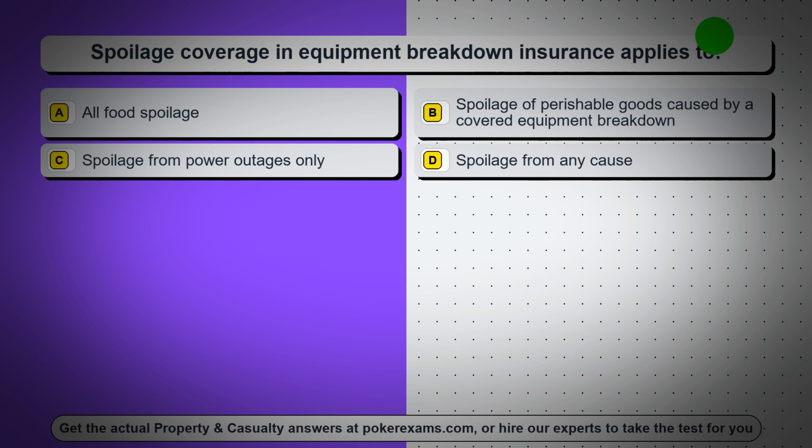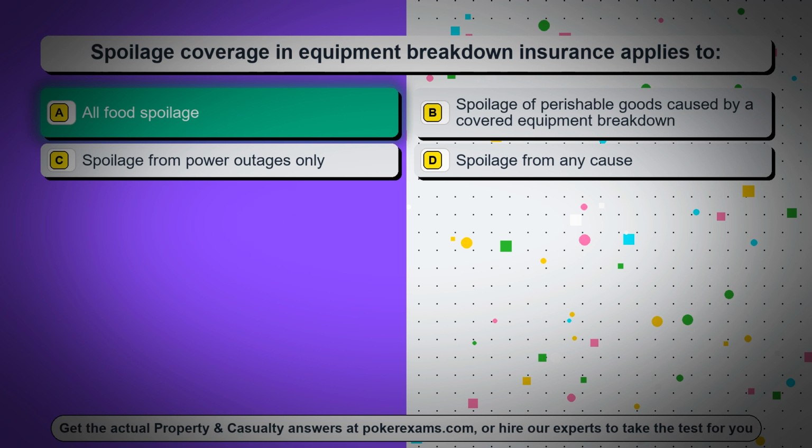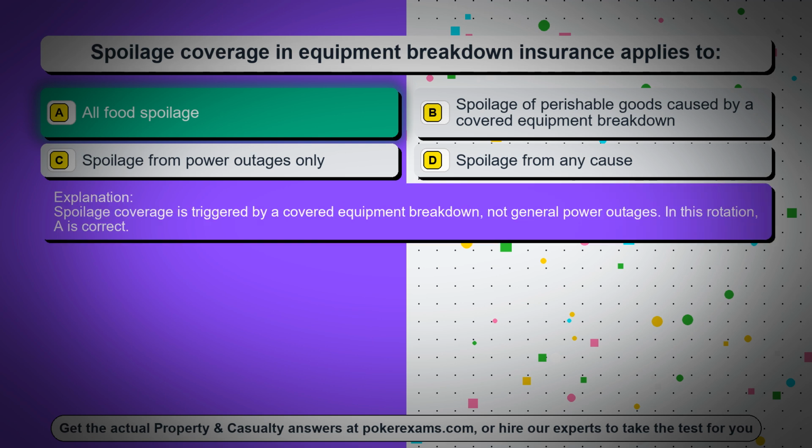Question 42. Spoilage coverage and equipment breakdown insurance applies to Option A, all food spoilage. Option B, spoilage of perishable goods caused by a covered equipment breakdown. Option C, spoilage from power outages only. Option D, spoilage from any cause. The correct answer is option A, all food spoilage. Spoilage coverage is triggered by a covered equipment breakdown, not general power outages. In this rotation, A is correct.